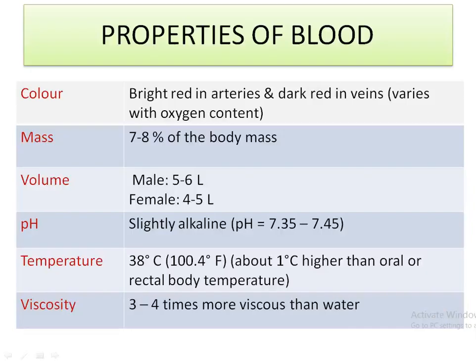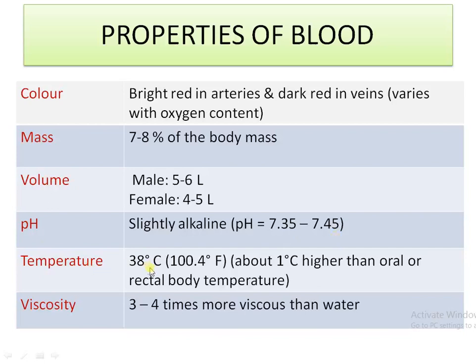What are physical properties of blood? Blood looks like bright red in arteries and dark red in veins. Variation in color is due to the variation in oxygen content. Mass. Blood makes up to 7 to 8% of total body mass. Volume of blood in average male is 5 to 6 liter and in average female is 4 to 5 liter. pH of blood is 7.35 to 7.45. That is, blood is slightly alkaline in nature.